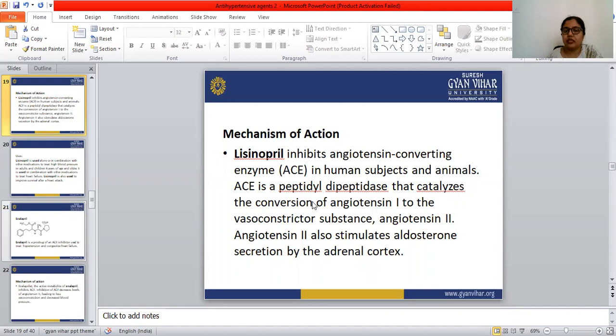This enzyme ACE is a peptidyl dipeptidase that catalyzes the conversion of angiotensin 1 to angiotensin 2, and angiotensin 2 also stimulates aldosterone secretion by the adrenal cortex. So lisinopril inhibits the angiotensin converting enzyme, and when this enzyme is inhibited, angiotensin 2 doesn't form. So this is the mechanism of action of lisinopril, an ACE inhibitor. Captopril is also an ACE inhibitor that reduces the conversion of angiotensin 1 to angiotensin 2.